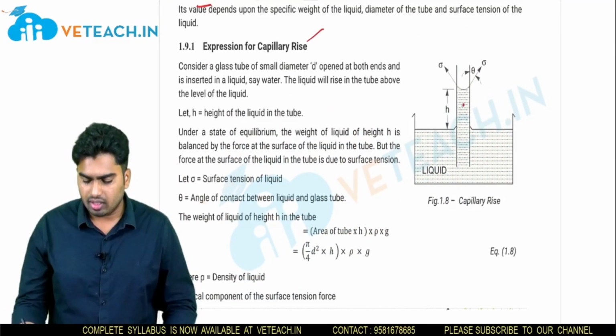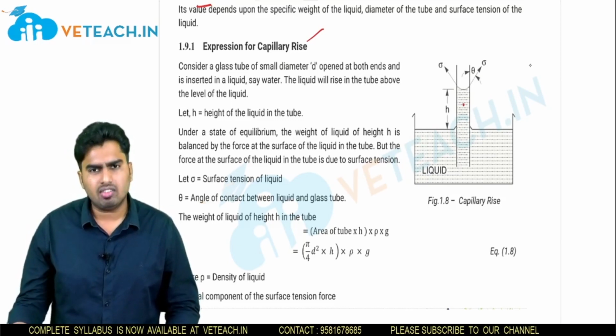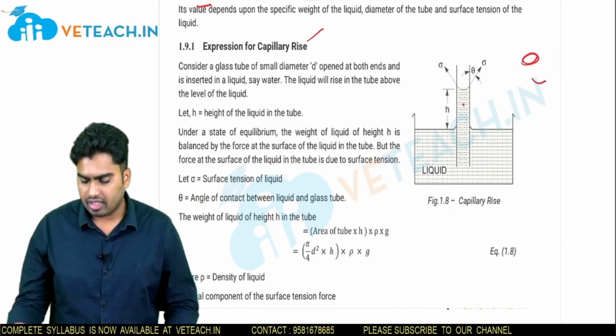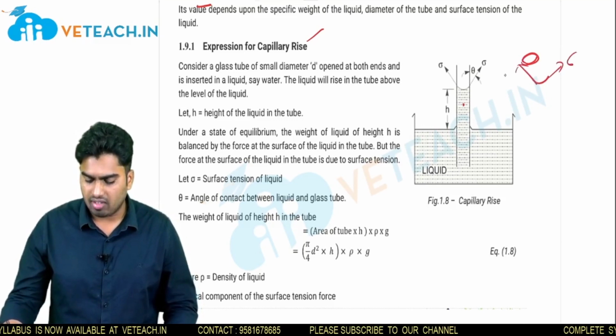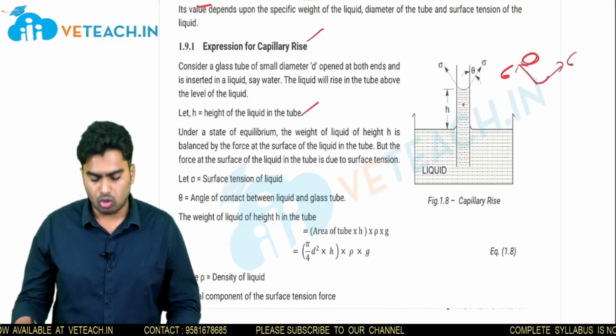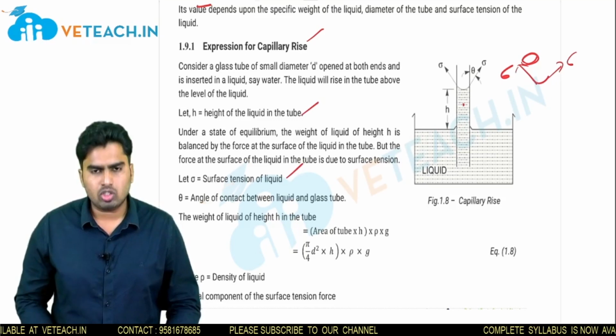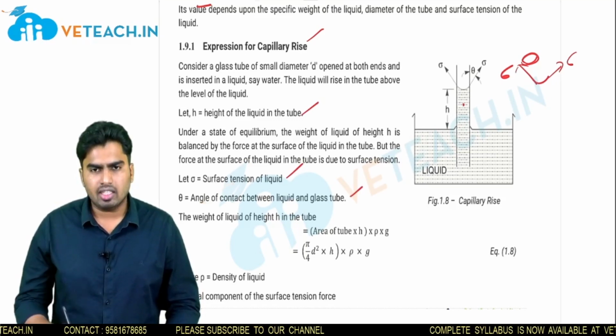Fine. So if you have seen, there is a small glass tube. The surface tension will always act on the top layer. So if I cut it in half, this is how my surface tension sigma will act, right? Let h be the height of the liquid in the tube, sigma be the surface tension of the liquid, and theta be the angle of contact between the liquid and the glass tube.